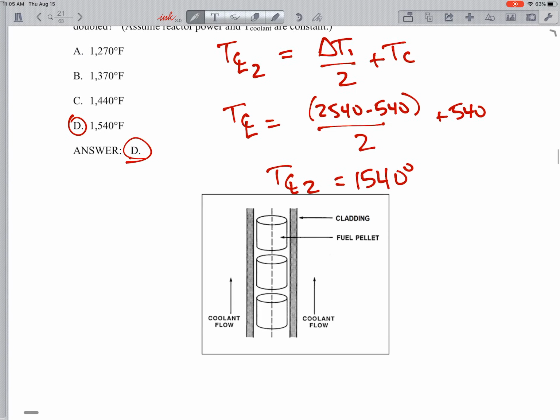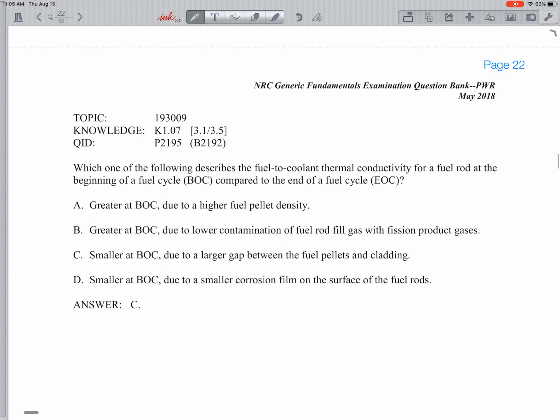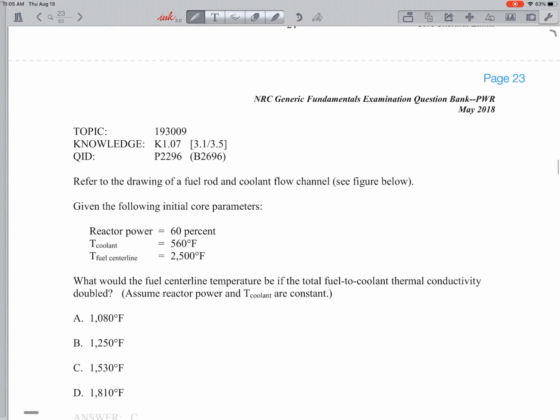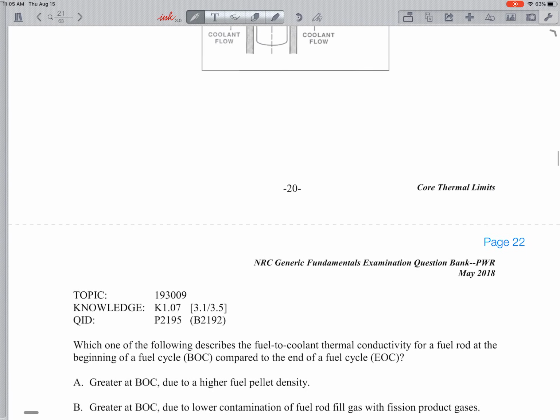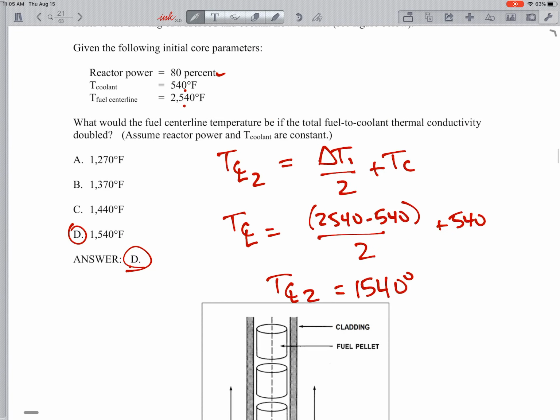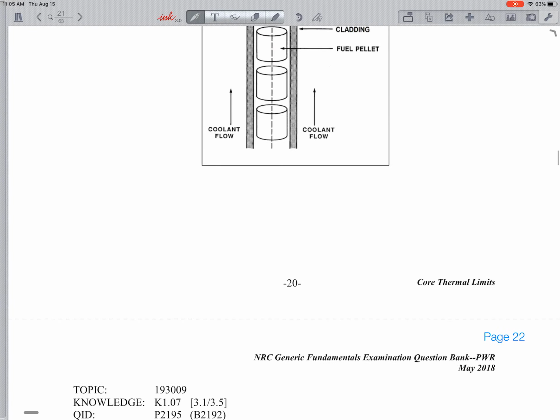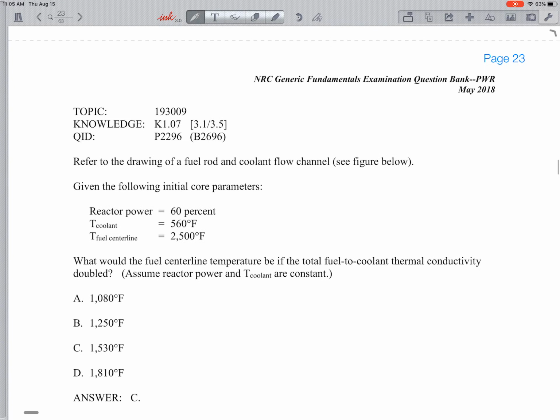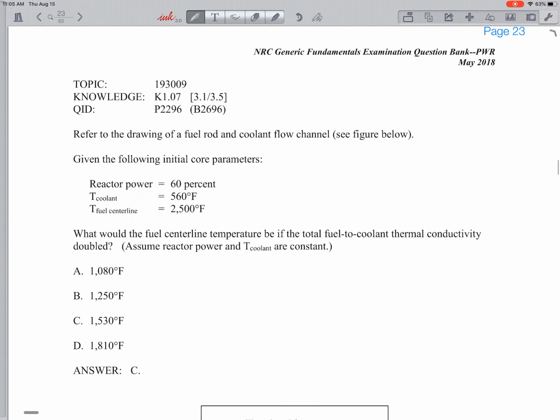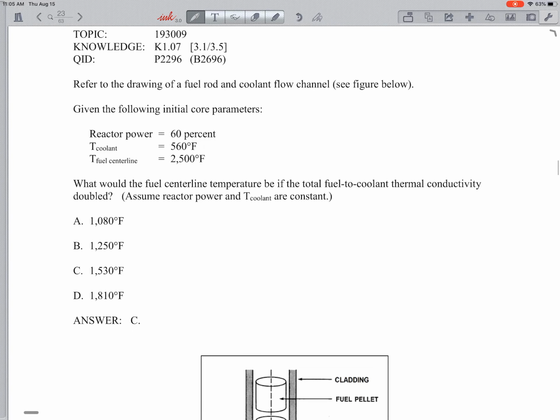Okay. If you want to see how I got that, just go on up. We'll skip through these rather smartly. So I think what we saw here is even at 80%, it didn't matter. I mean, the fuel centerline temperature, as long as reactor power is staying constant, this doesn't matter. Now, there will be a time where reactor power will change, and we'll have to do a ratio, and that will matter. Kind of hard to get that answer.